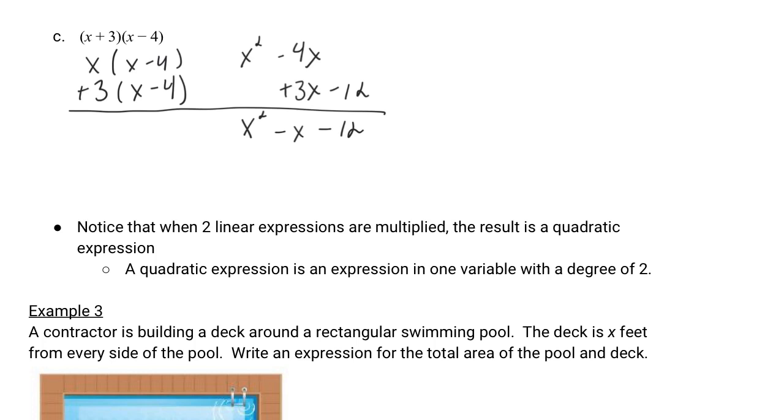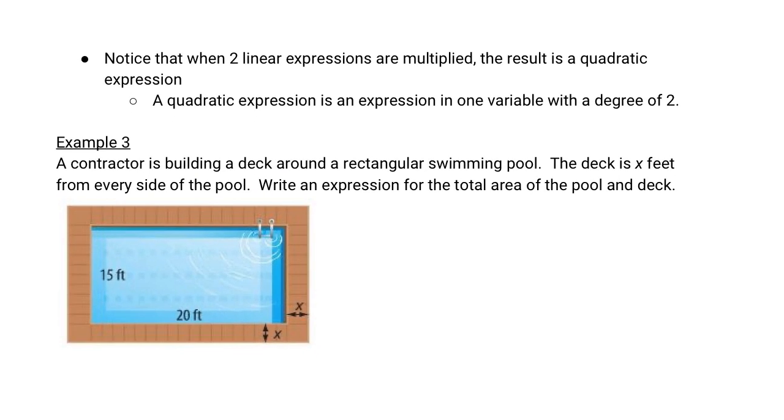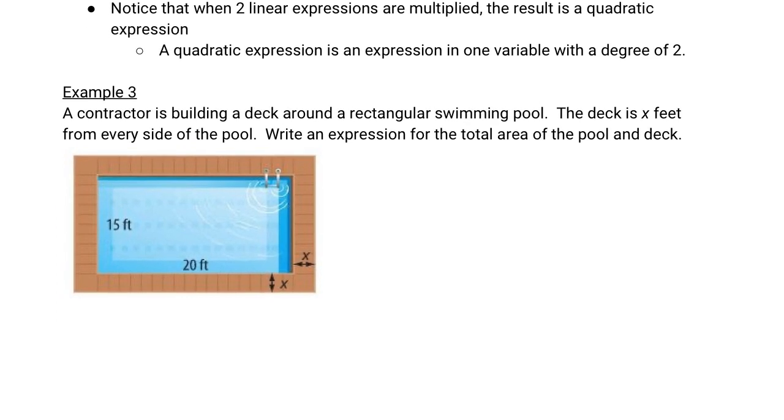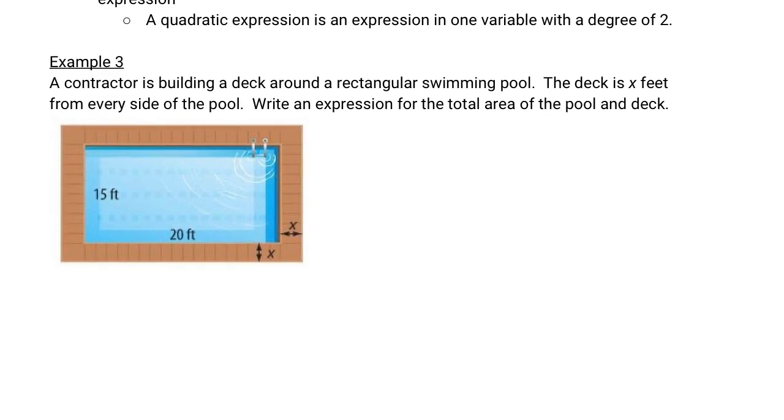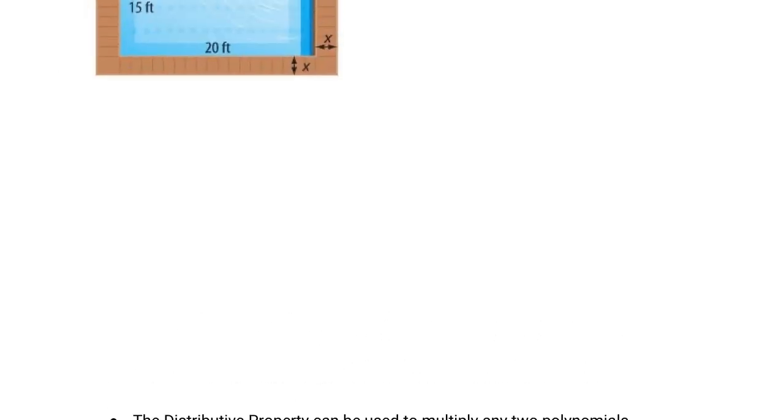This here tells us that we notice that when two linear expressions are multiplied, the result's a quadratic expression every time. So if we have two binomials that have x's in them, we're always going to have an x squared, a quadratic expression. We're going to skip example 3, and then we're going to do the rest tomorrow.